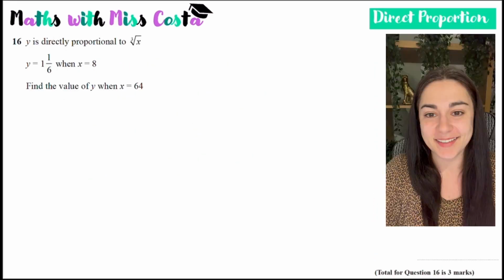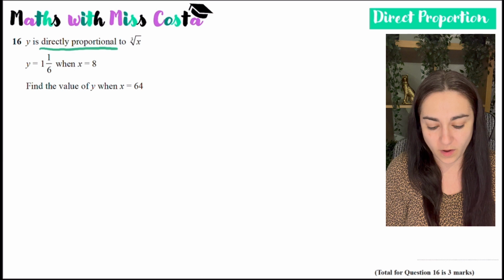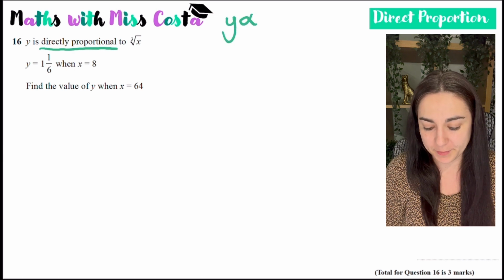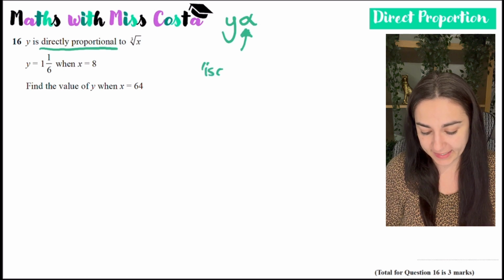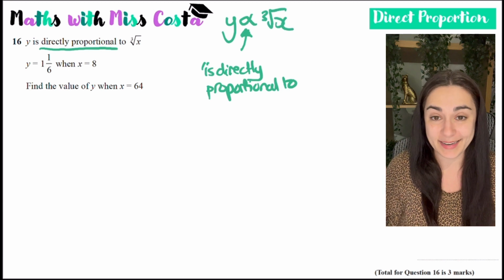So in this question, I'm dealing with direct proportion. I'm told that y is directly proportional to the cubed root of x. So I can just start with my statement of proportionality. So y, this little sign here, means is directly proportional to the cubed root of x. From this statement, I can now set up an equation.